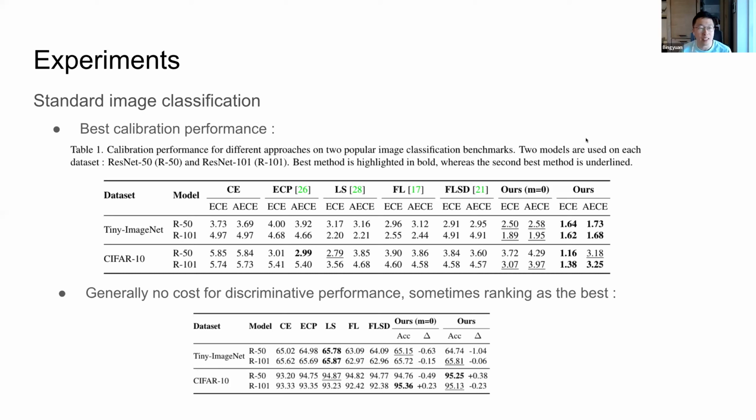So here is the experimental part. First we did experiments on the standard image classification benchmarks, that is, ImageNet and CIFAR-10. The first table represents the calibration results. Here we use the ECE metric, and also adaptive ECE, which is a variant of ECE. On both metrics, our method achieves the best calibration performance compared to all the related losses. The second table demonstrates that our method actually has no cost for discriminative performance. Basically, all the previous losses sacrifice some accuracy to achieve better calibration, but our method has nearly no cost in accuracy.